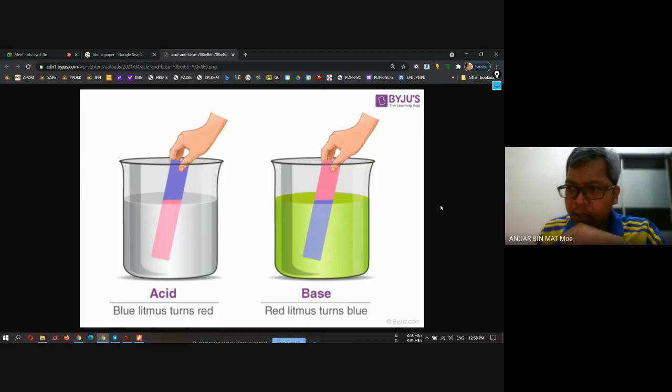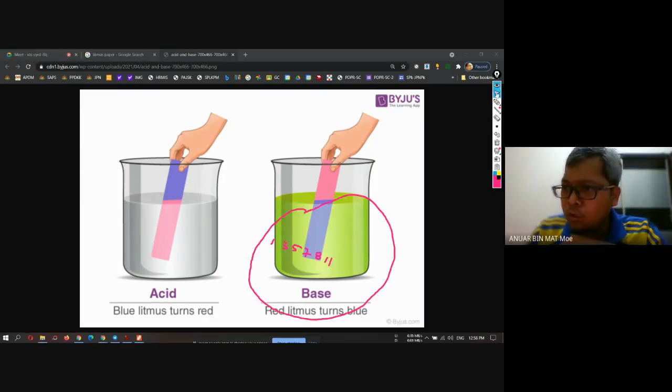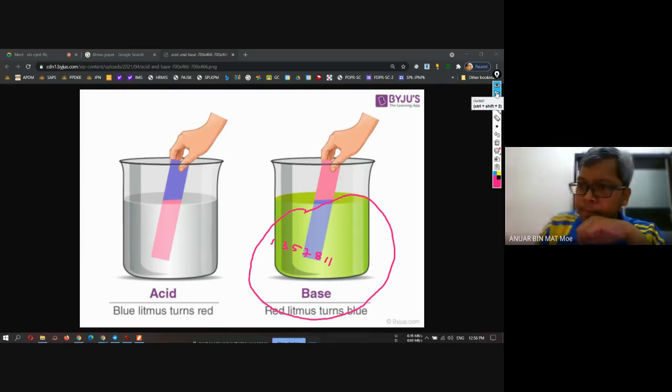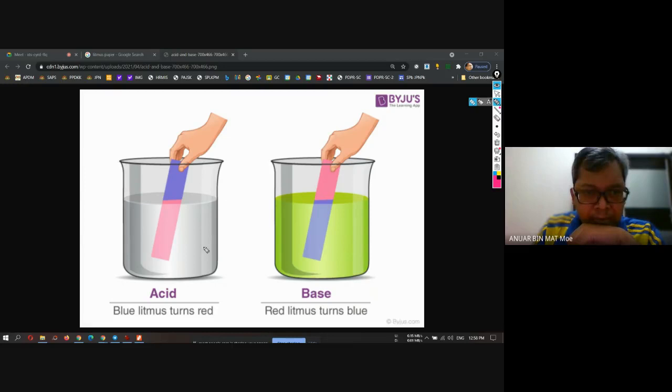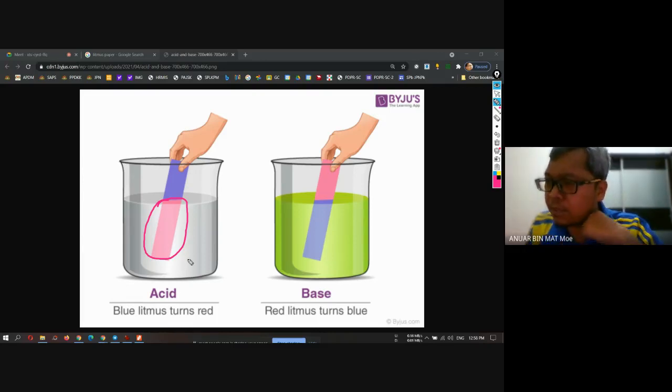What happens when you put blue litmus paper inside acid? It will turn red. Okay. What happens if you put red litmus paper into acid? What happens to the litmus paper, class?